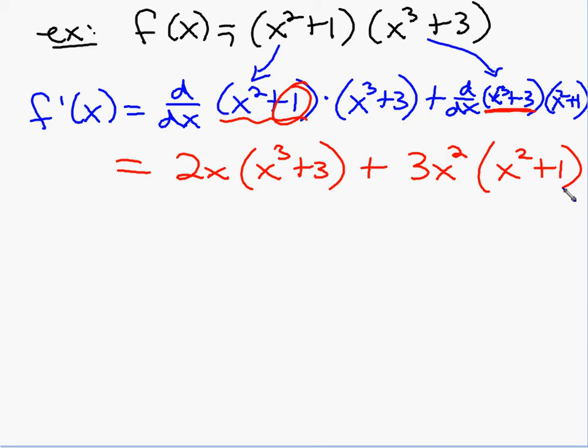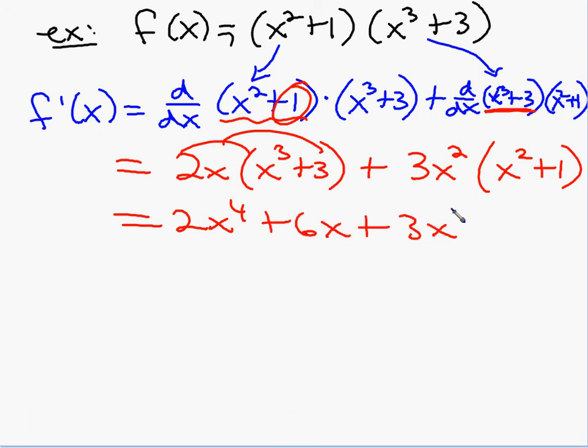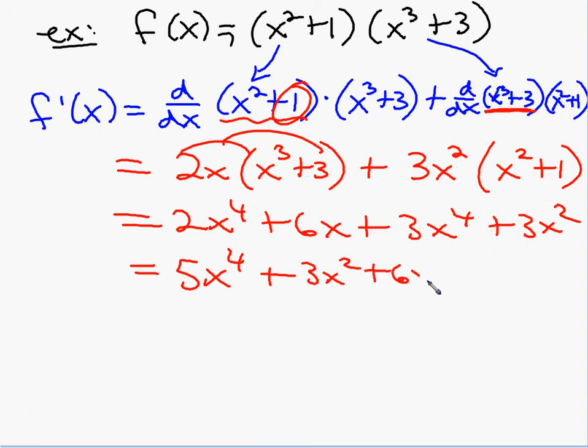Now you just do distributive property and finish it up. Okay? So I would do distributive property, 2x to the 4th plus 6x plus 3x to the 4th plus 3x squared, combine my like terms, and so on. 5x to the 4th plus 3x squared plus 6x. That would be my derivative.